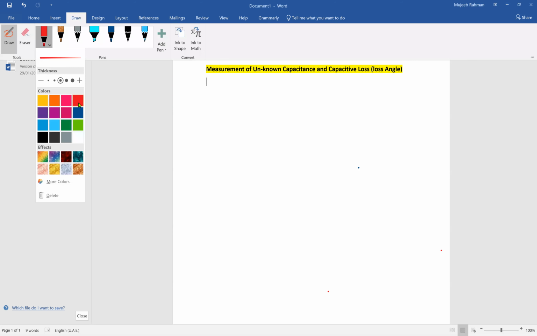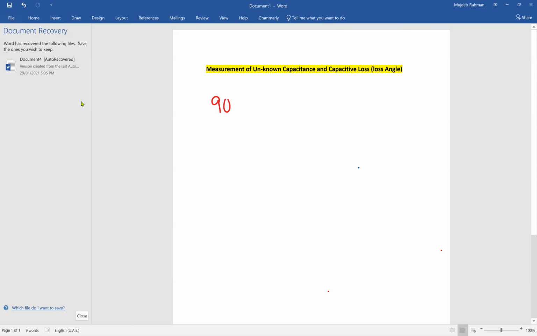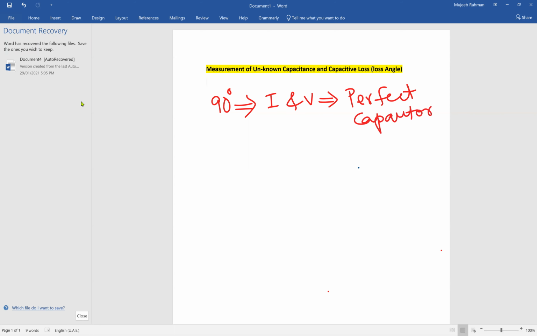A capacitor in its pure form, if you are going to use it in a circuit, then there is a perfect 90-degree phase shift between the current and voltage. A 90-degree phase shift between current and voltage if you use a perfect capacitor. So all the practical capacitors are imperfect.